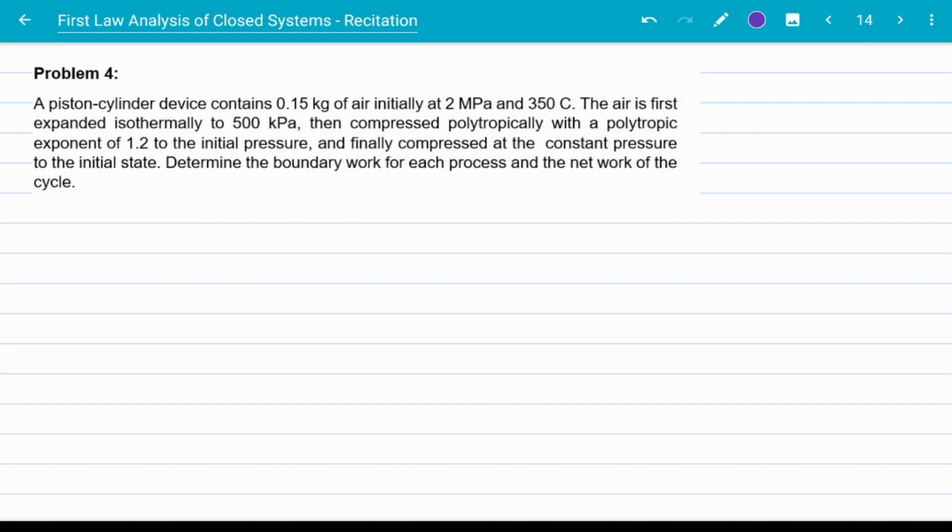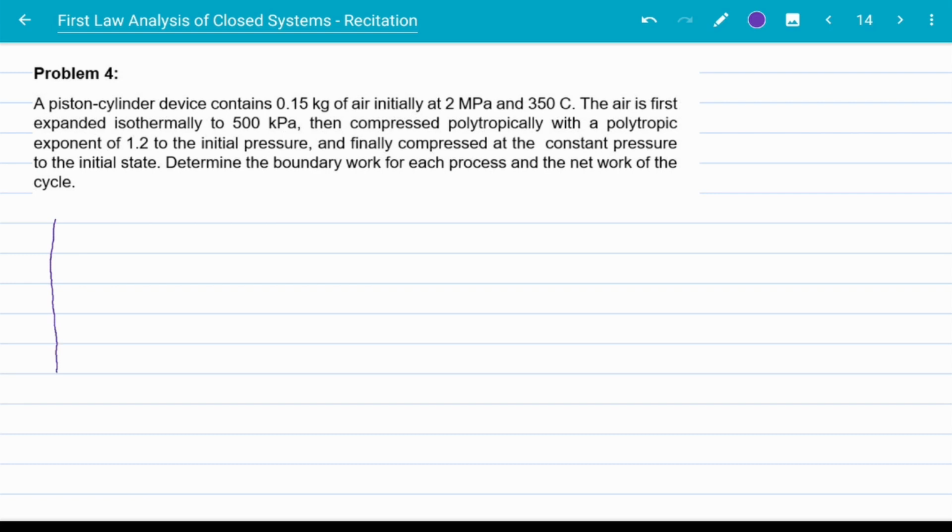Problem 4. We have a piston cylinder device containing 0.15 kilogram of air, which is initially at 2 megapascals of pressure and 350 degrees. We are expanding the air isothermally to 500 kilopascals. Then we are going to compress it polytropically with a polytropic exponent of 1.2 to the initial pressure. And then we are going to finally compress it at a constant pressure to initial state. So it's a cycle. Determine the boundary work for each process and the net work of this cycle.